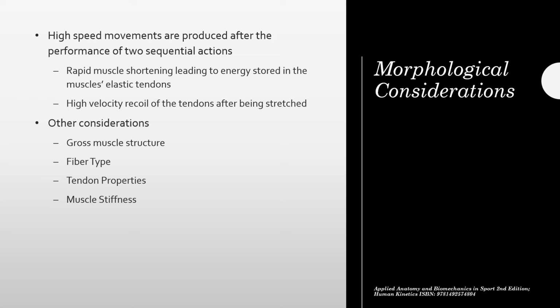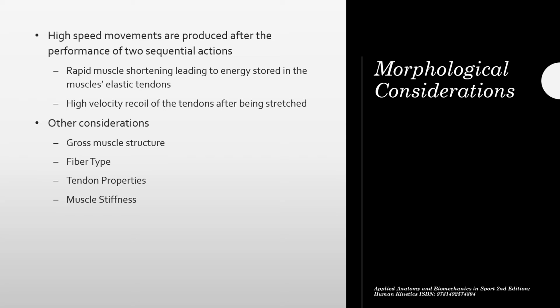All right, so outside of neurological adaptations we need to consider, we also need to look at morphological considerations. High-speed movements are going to be produced after the performance of two sequential actions. Again, we're going to have that rapid muscle shortening in the eccentric phase, leading to energy being stored in the elastic tendons of that muscle. And then we are going to have a high velocity recoil of those tendons when we stretch them again. So think of this like a spring. We store energy and then we release energy.